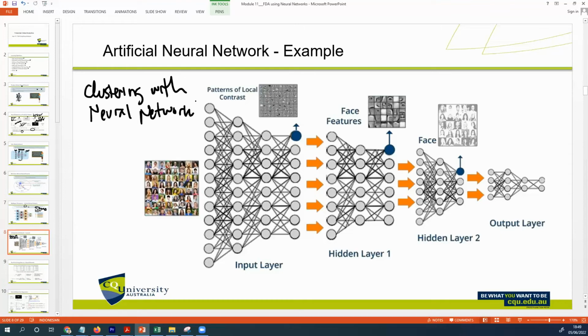So there is an input layer, and then it goes into hidden layer number 1, and then hidden layer number 2, and then to the output layer. There are a lot of dimensions in the input layer, and then it goes through hidden layer 1, hidden layer 2, and then to the output layer to decide whether this is your face or his face or that face. So this is what happens in Facebook nowadays. Facebook uses face recognition with neural networks.